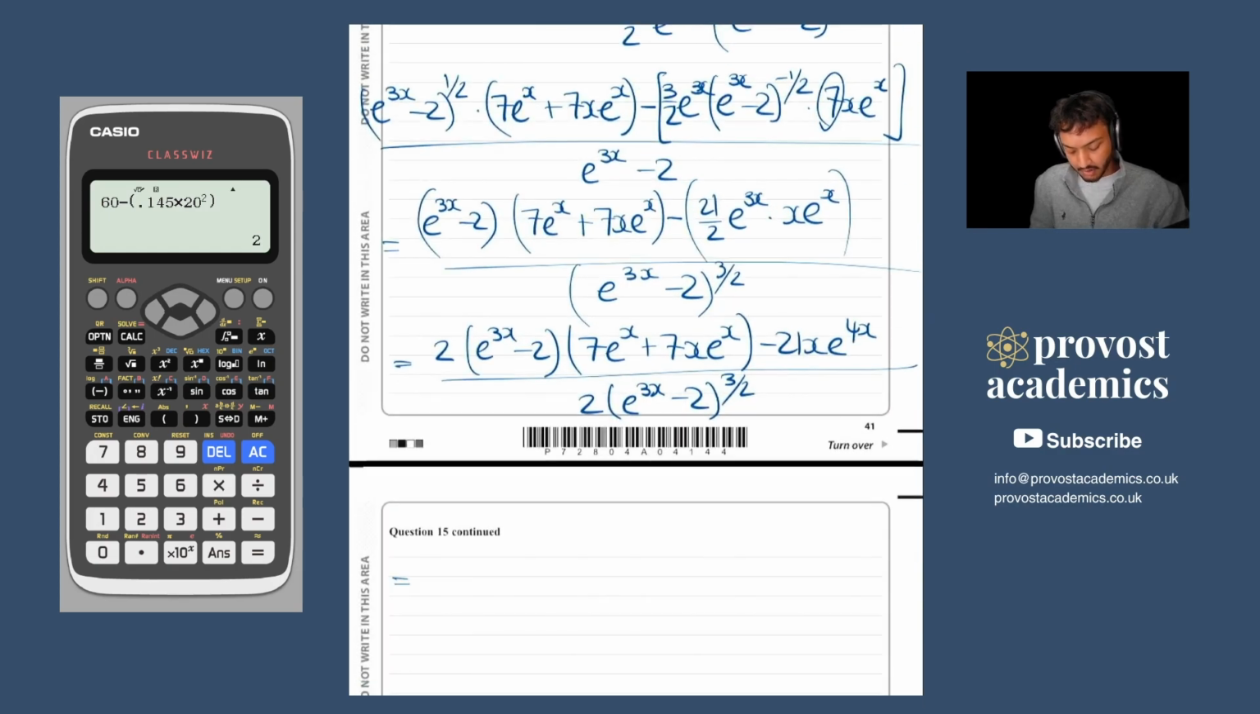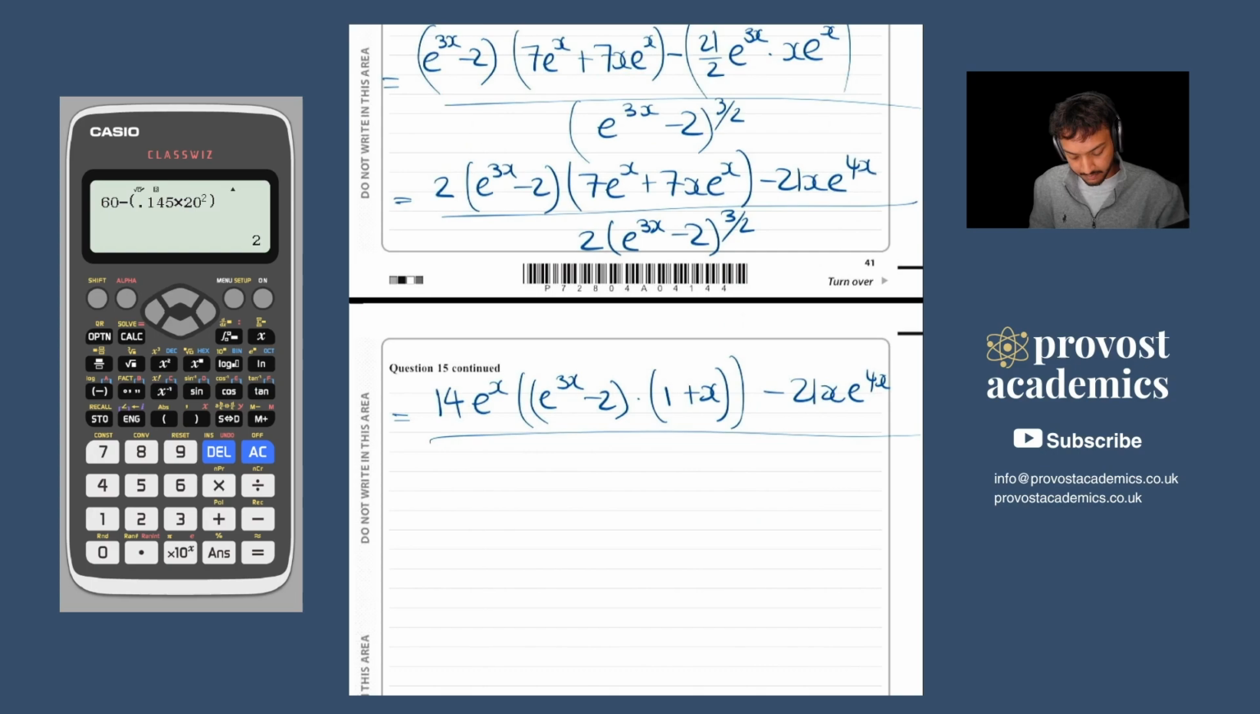Okay, so now let's carry on. So what can I do from this point onwards? I'm thinking we could try taking this e^x out. I guess with the 7 as well, right? We can take out the 7e^x. That's common between those two. I guess we could take those out and see what happens. Yeah, let's give that a go. So that becomes 14e^x (e^(3x) - 2)(1 + x) minus 21x e^(4x), all over 2 times (e^(3x) - 2)^(3/2).